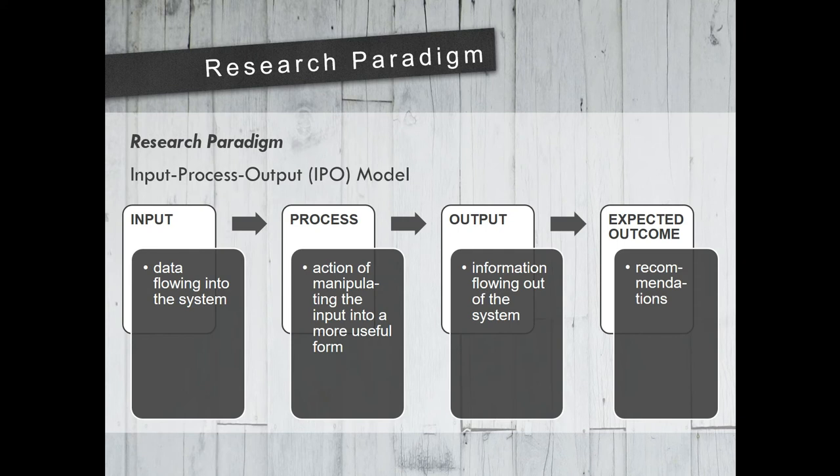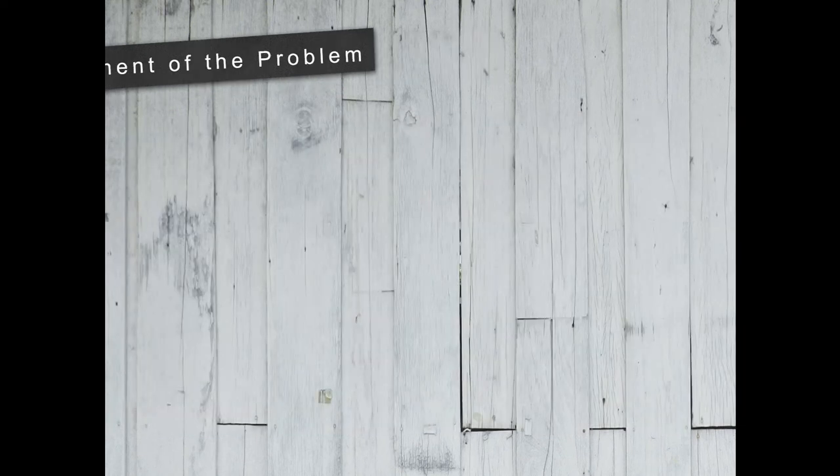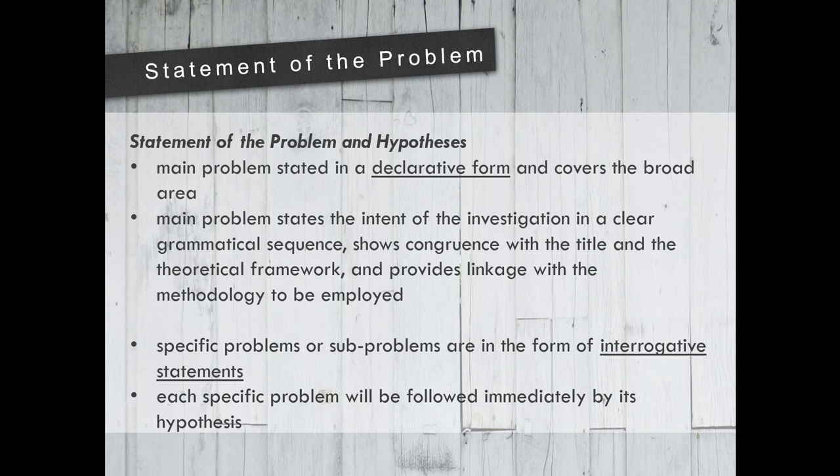So this coincides with your chapter 2 of your paper. So the output is the information flowing out of the system, and this would now match your chapter 3. And of course, the expected outcome would refer to the recommendation of your study, which is seen in your chapter 2. All right, so let us now move on to the statement of the problem.